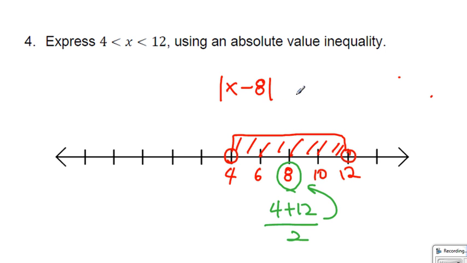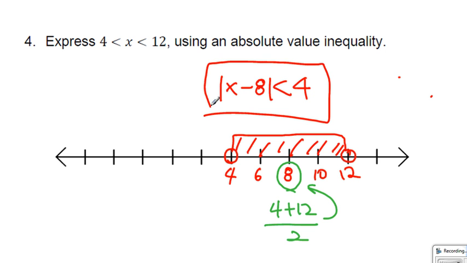And then, since the distance is smaller, when you look at the distance from 8 to 12 or 8 to 4, the distance is equal to 4. So this becomes our inequality.